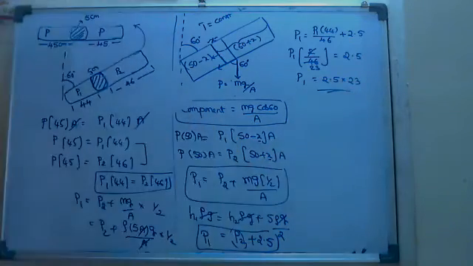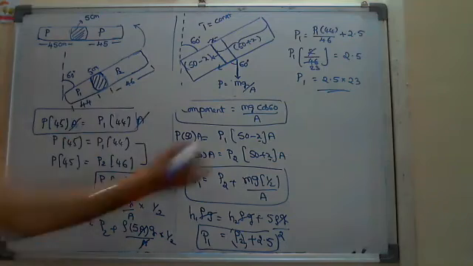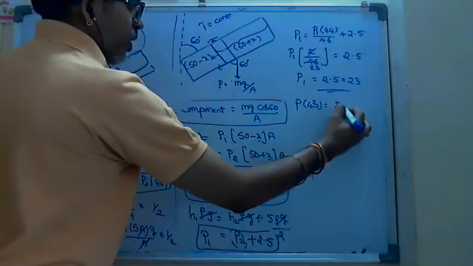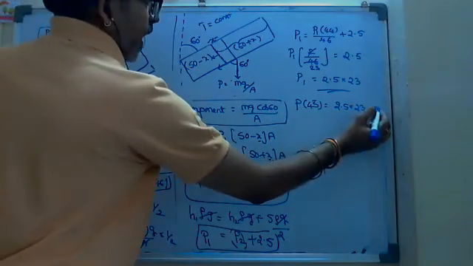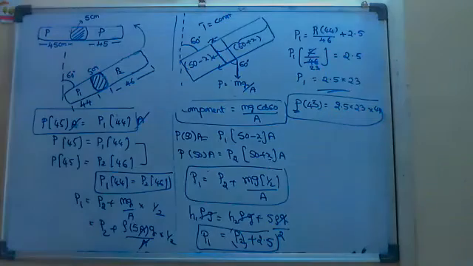Okay. If I substitute that P1 in the first equation here, P2 is equal to, P1 is 2.5 into 23 into 44. I will get the pressure here in terms of height.